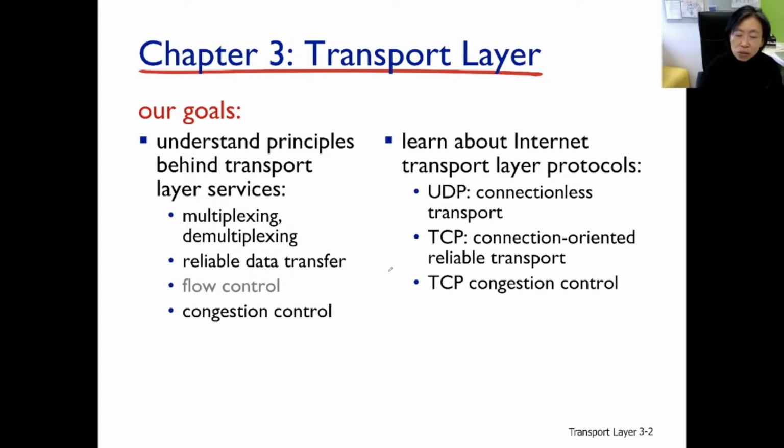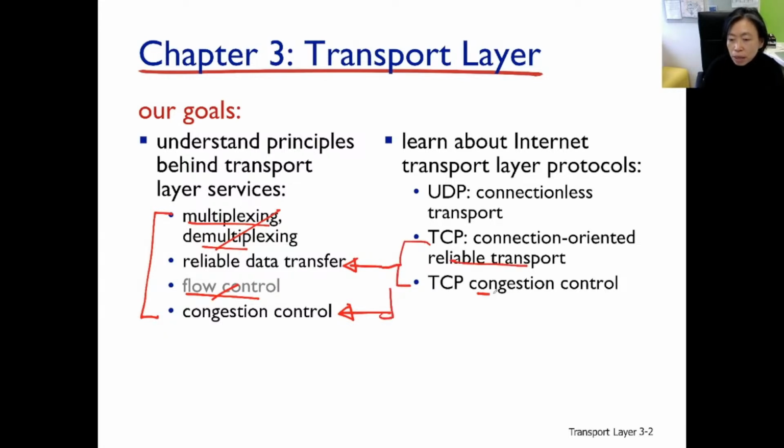In the transport layer service, there are a number of important functionalities: multiplexing, demultiplexing, reliable data transfer, flow control, and congestion control. Each of these is important, but multiplexing, demultiplexing, and flow control are super simple, done in one slide or a couple of slides. What's going to take us quite a bit of time is reliable data transfer, and then slightly less, congestion control. Both of these functions are implemented in TCP.